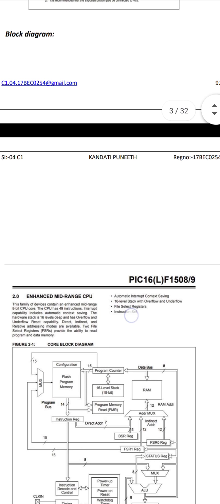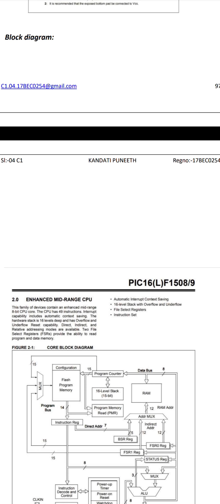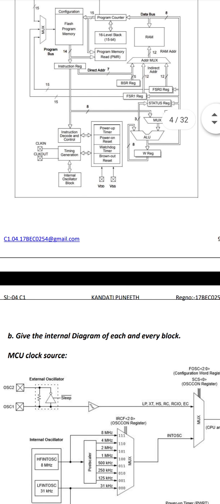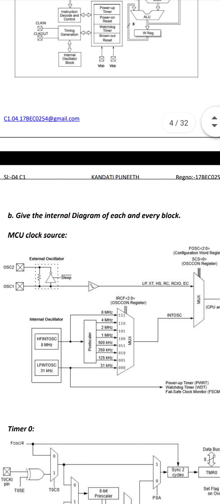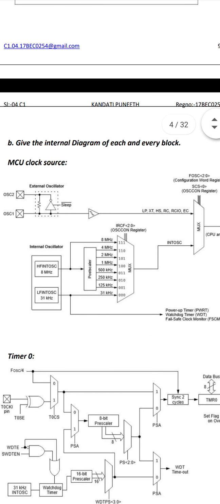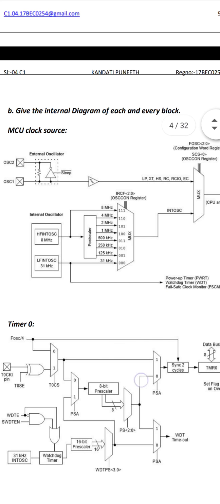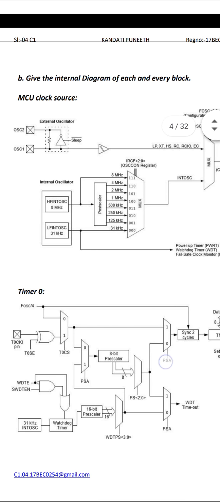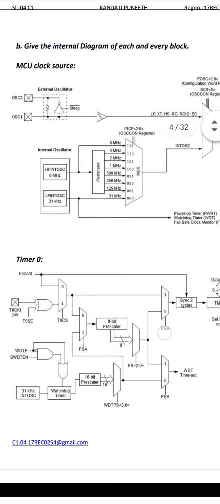And my IC number is PIC16LF150 by 8. And this is the main core block diagram of my IC. And coming to next, this is the given internal diagram of each and every block of the diagram, and this is the MCU clock source.